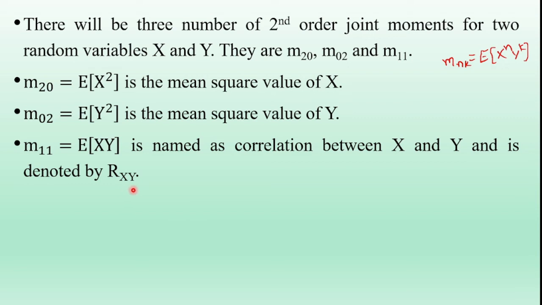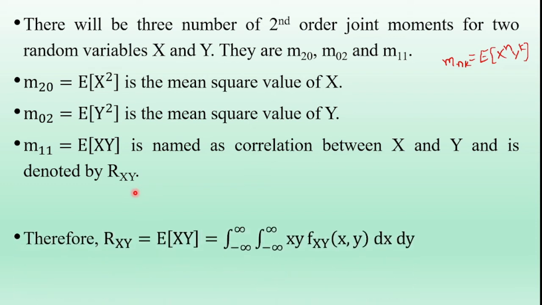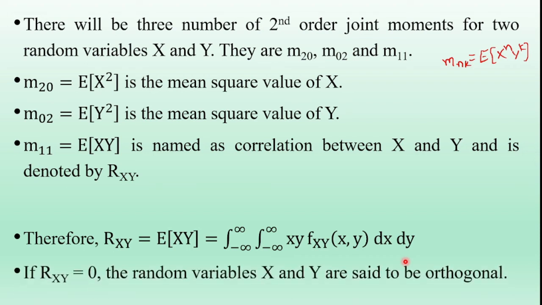Correlation between the random variables is denoted by r suffix xy, and it is given by r suffix xy is equal to m11, which is equal to expectation of xy, which is equal to integral minus infinity to infinity, integral minus infinity to infinity, xy into fxy of x comma y dx dy. If correlation between two random variables, that is rxy is equal to 0, the random variables X and Y are said to be orthogonal to each other.